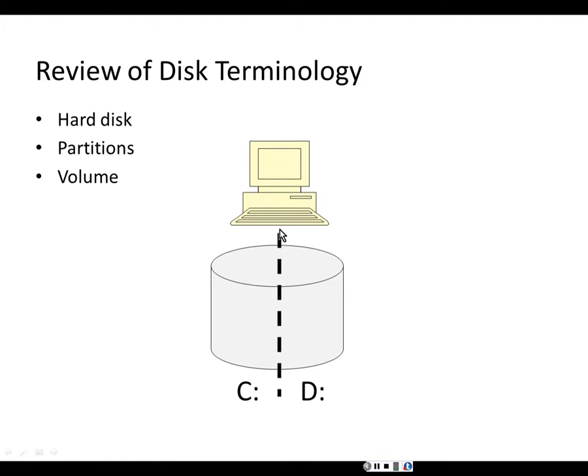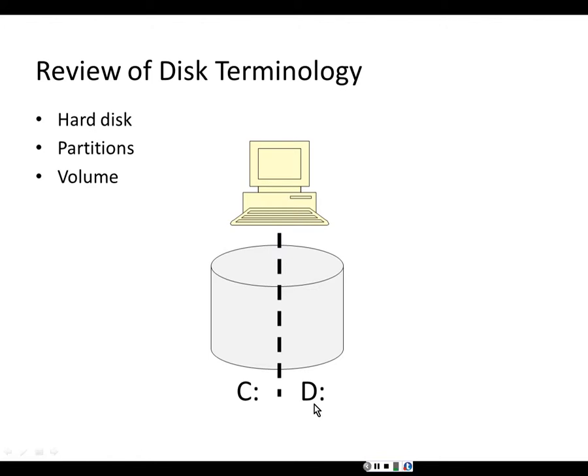But if I take this hard disk and I divide it into 2 partitions, you can now see that a partition is a part of a hard disk. And I might want to save all my program files on one partition and all my data files on the other partition. But if you look at this diagram, we still can't see the difference between a partition and a volume. A volume is the thing that gets the drive letter, and in this case there is no difference between the partition and the volume.